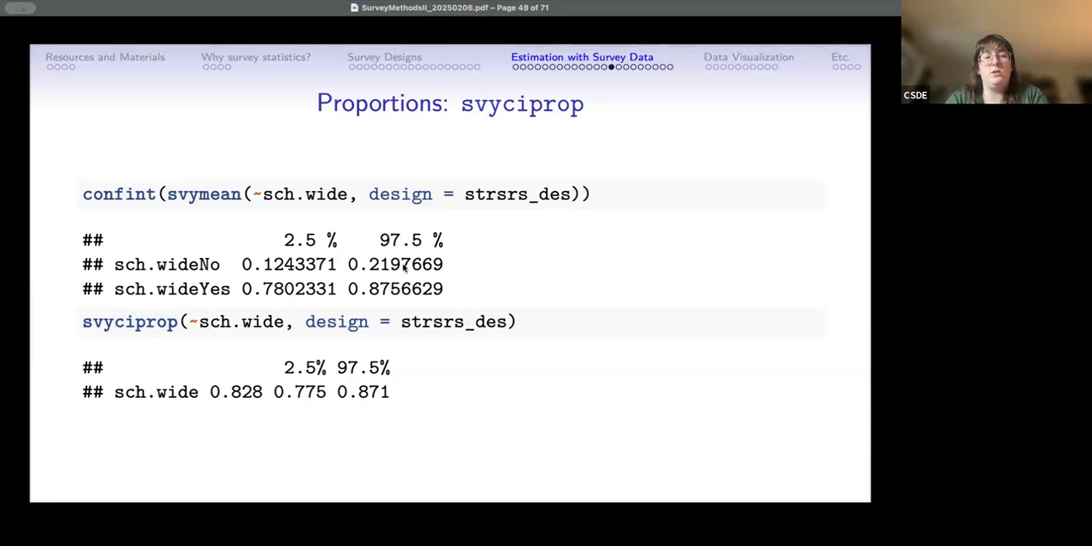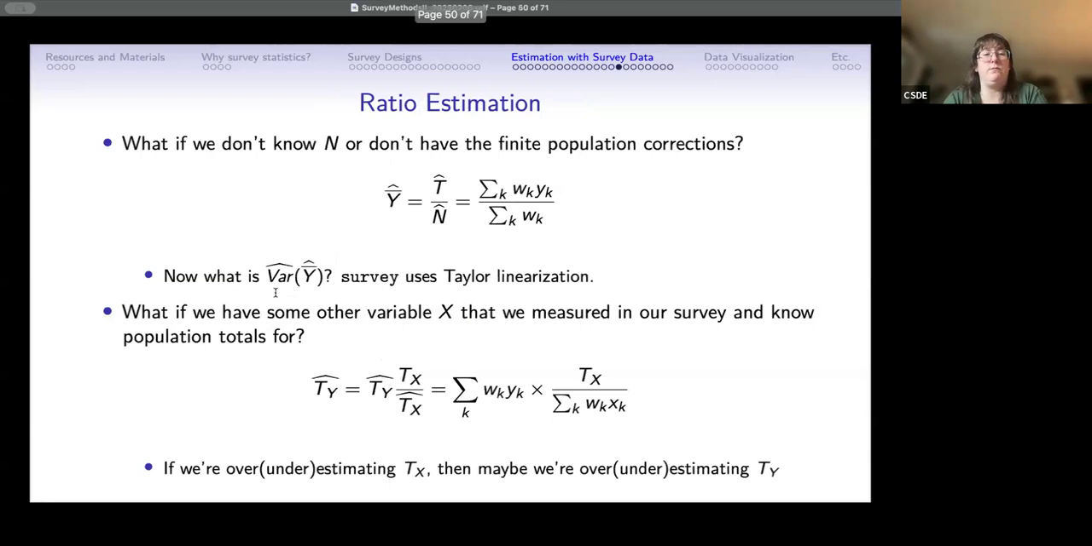Here's another example with the stratified design, where if we don't use that, we get, again, a different confidence interval. We would say this one is more correct. In practice, they're not very different from one another.